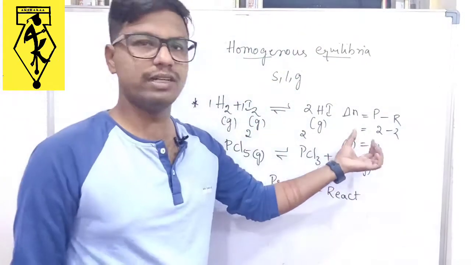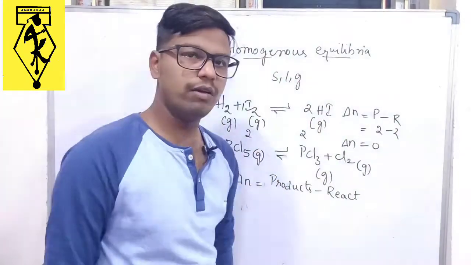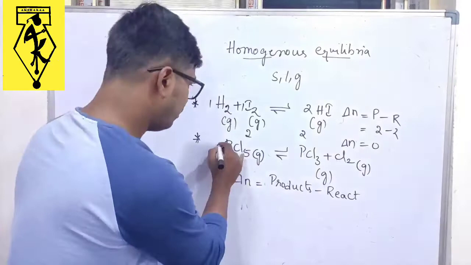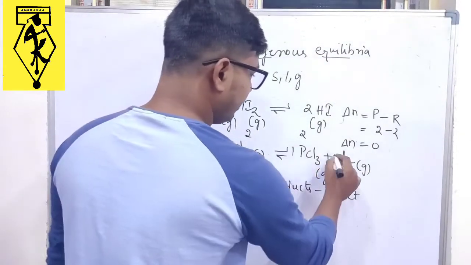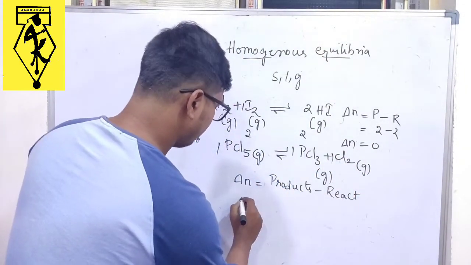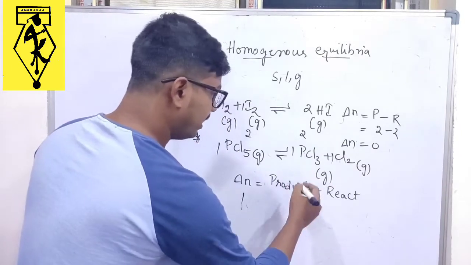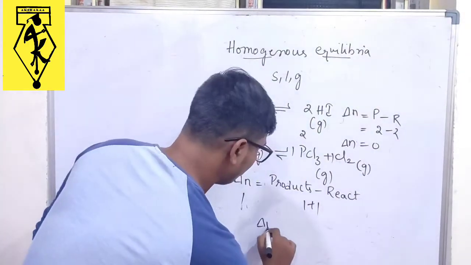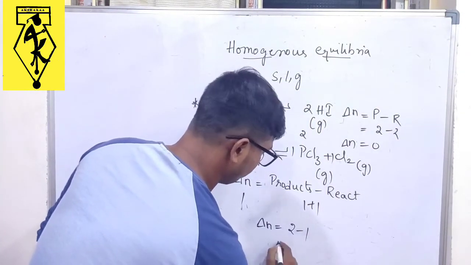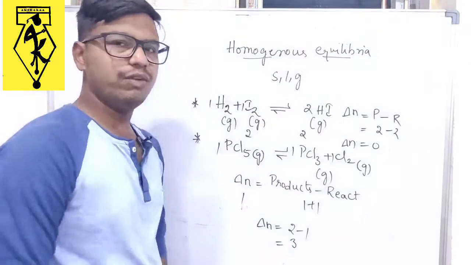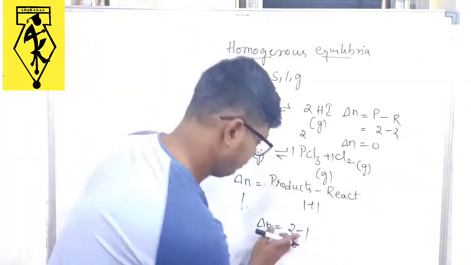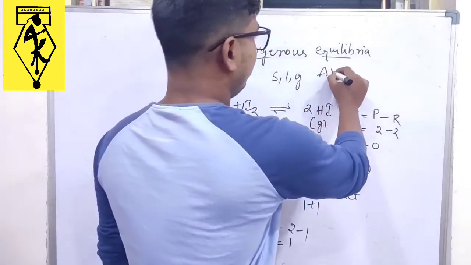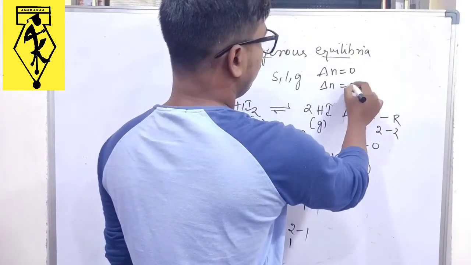Now we are understanding what the delta n value means for the equilibrium. Next, in this case, 1 mole of PCl5 reacts to give 1 mole of PCl3 and 1 mole of chlorine. So at the reactant side 1 mole, but at the product side 1 plus 1. We know the formula, delta n is equal to products minus reactants, that is 2 minus 1. Here the delta n value we got is 1, a positive value. Now we have delta n equal to 0 and delta n equal to 1.